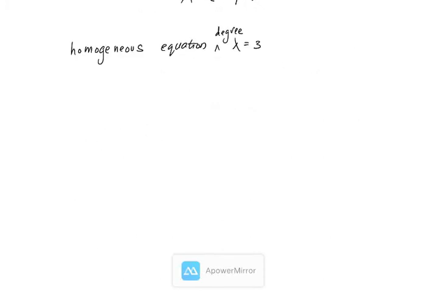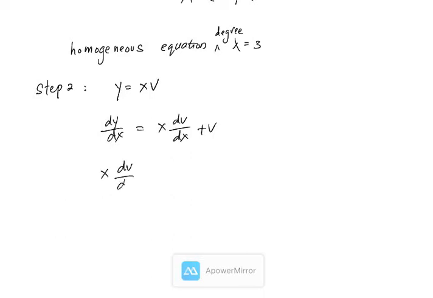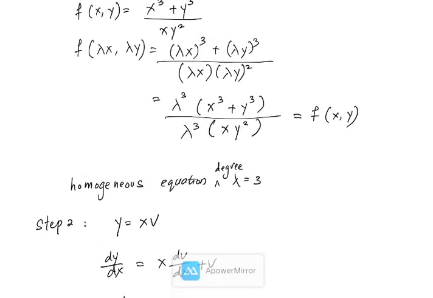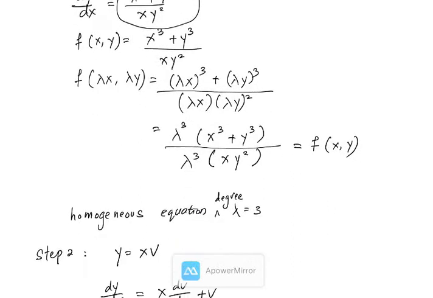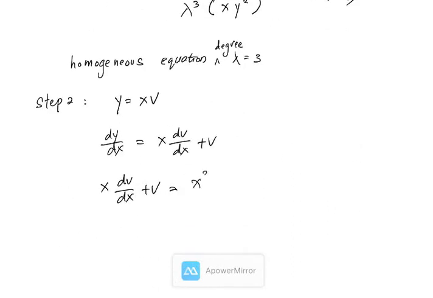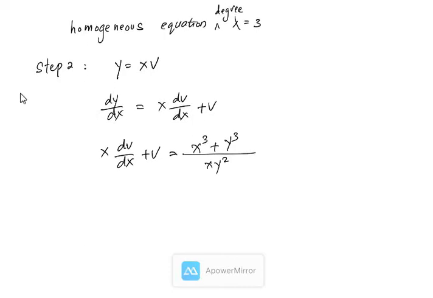And then step 2, we use the transformation of y equal to xv and the product rule. So dy over dx is equal to x dv over dx plus v. And therefore x dv over dx plus v equal to dy over dx, right? So this dy over dx we substitute with this value. So we get x power 3 plus y power 3 divided by x y squared. And as you know, y is equal to xv, so we can substitute in the y.